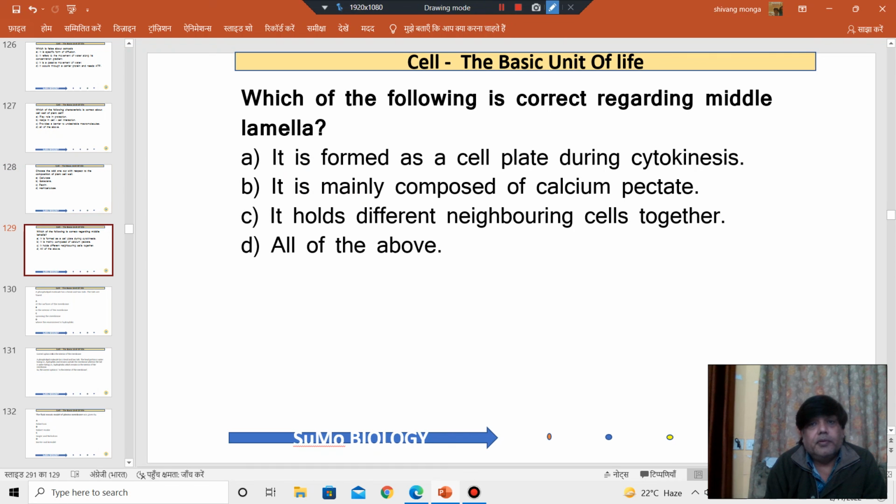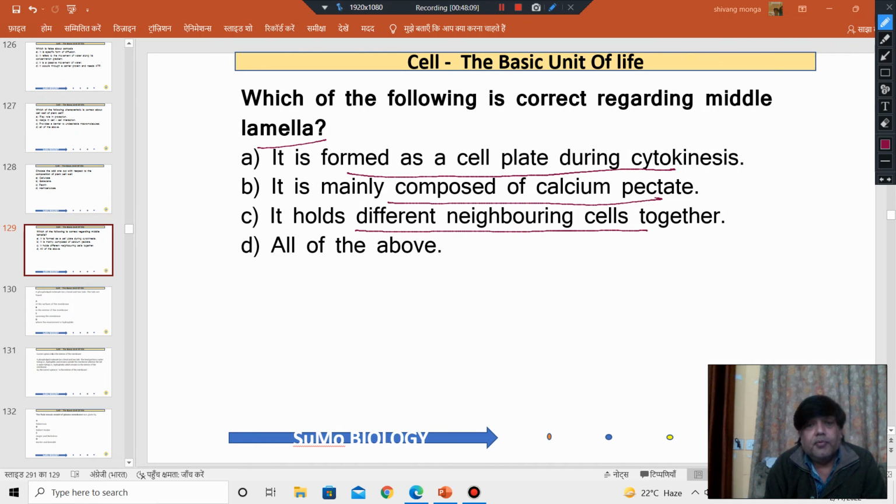Which of the following is correct regarding the middle lamella? It is formed as the cell plate during cytokinesis, mainly composed of calcium carbonate, and holds or glues together two neighboring cells. All of the above are correct regarding the middle lamella.